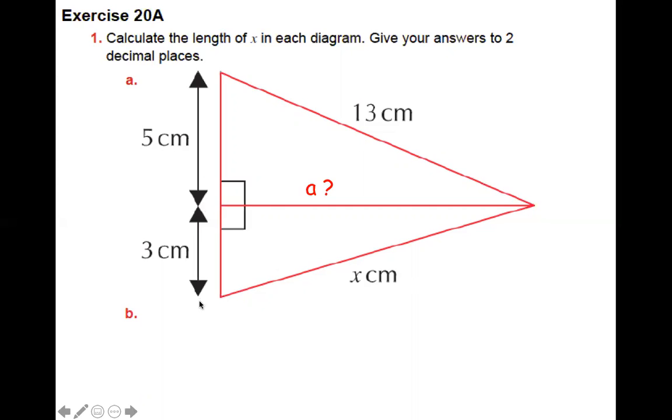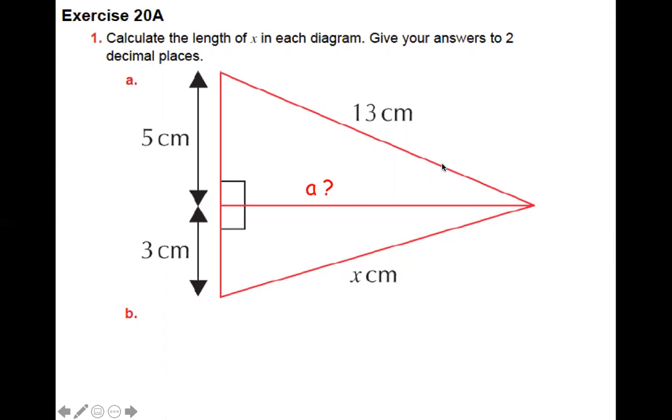I've got this distance, 3 centimeter. What I need is to find this distance a, because once I've got a, then I know I can say that x square is just 3 square plus a square, according to Pythagoras' theorem. So how do I find a?